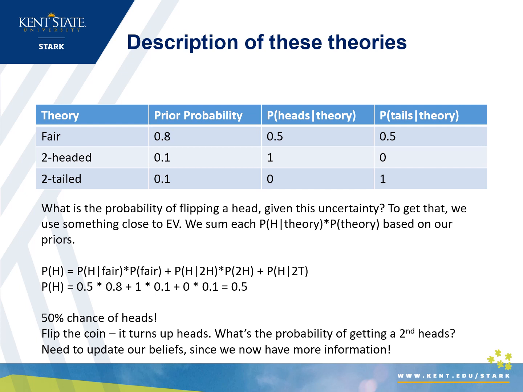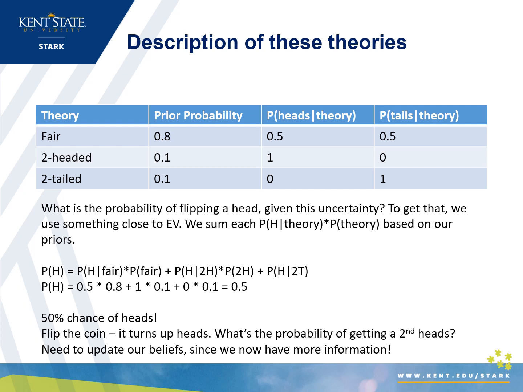Right, so here's the description of the theory. So the fair coin, you gave it an 80% probability based on your prior, that is, before you gathered any data about this coin. Then, according to that theory, the probability of a heads, if that theory is true, is 50%. The probability of a tails is also 50%, according to the fair coin theory.